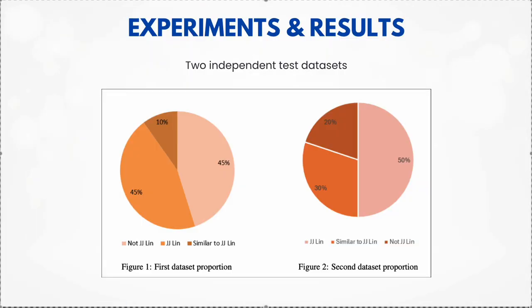The slide shows the proportion of classes in our two datasets. We intentionally keep the proportions consistent so that we can compare model performance fairly. Both datasets include a mix of JJ Lin images, look-alikes, and non-JJ Lin individuals. This helps us evaluate how well the model generalizes beyond the training data.